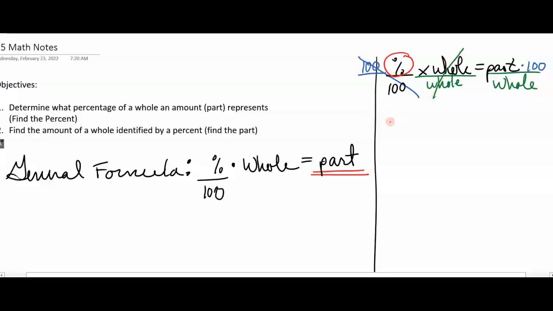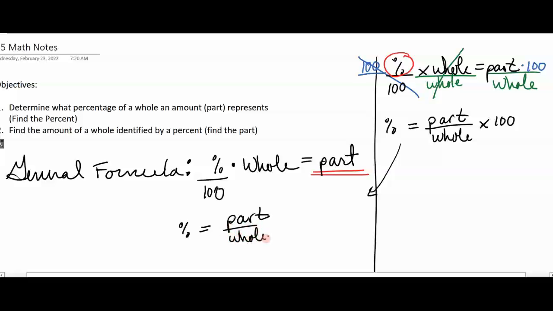Which tells me that if I want to find what percent something is, how do I find my percent? That's going to be the part divided by the whole times 100. Part divided by whole will give us the decimal equivalent, times 100 will give us the percent. So we don't have to remember that in our head, it's in the formula. So this is the formula we're going to bring back over here. This is the form solved for part. The form solved for percent is part over whole times 100.